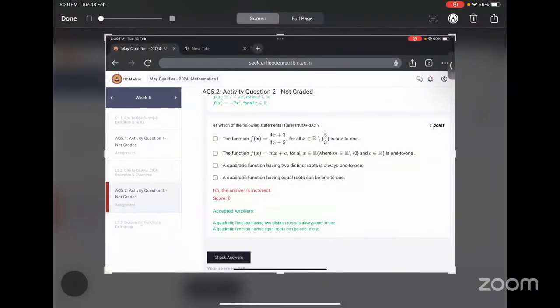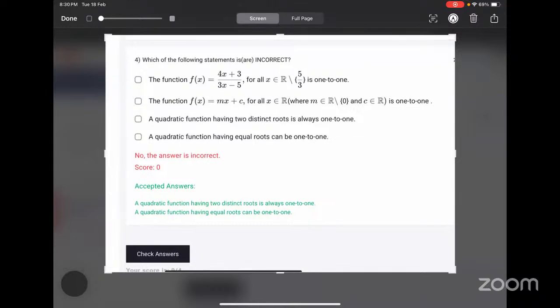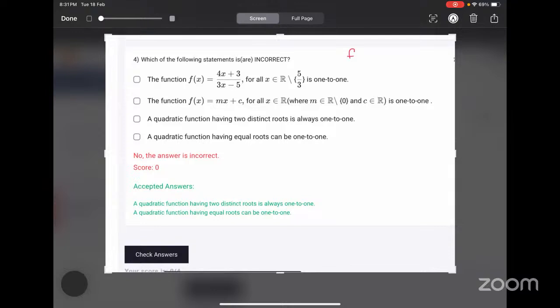Okay. So what about the first option? Which of the following statements are incorrect? So is the first function one-one? We will go by definition. Okay. So, no, it is not one-one. So let us see. We can rewrite this as we have 4x plus 3. So you said it is not one-one. Do you have any example?